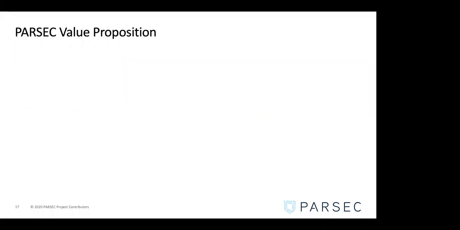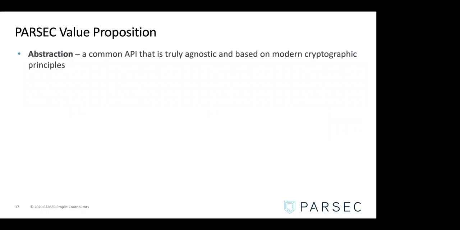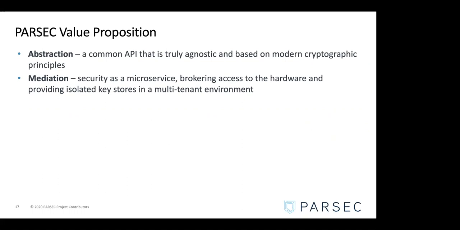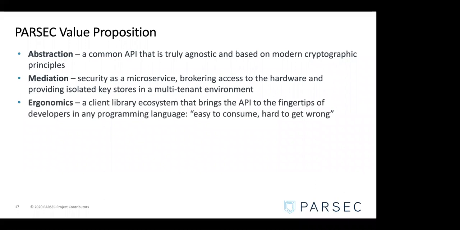So we can summarize the value proposition really of Parsec. It's these four things. It's abstraction: a common API, truly agnostic, based on modern cryptographic principles. Mediation: security as a microservice, brokering access to the hardware, providing isolated key stores in a multi-tenant environment. Ergonomics, which is how we refer to this client library ecosystem, brings the API right to the fingertips of developers in any language. The mantra is easy to consume, hard to get wrong. With security, that's what we want.